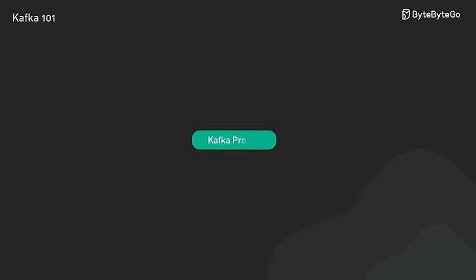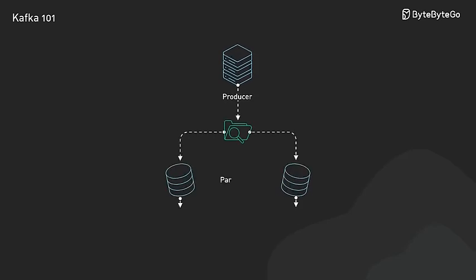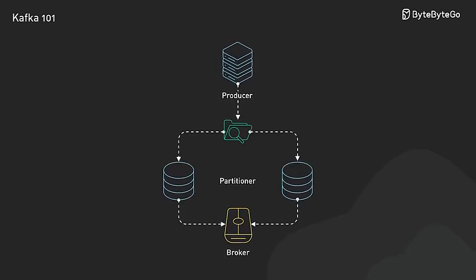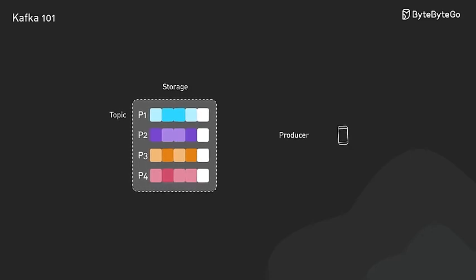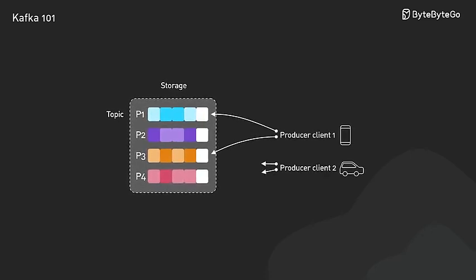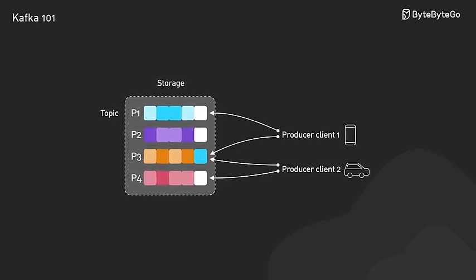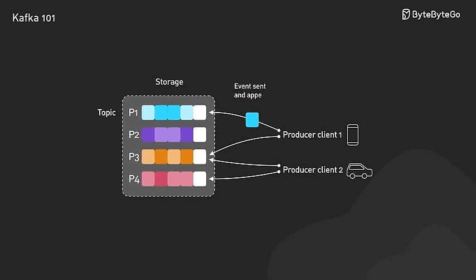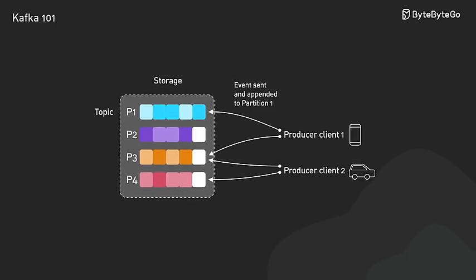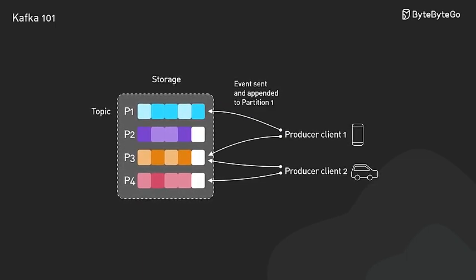Now let's look at producers, the applications that create and send messages to Kafka. Producers batch messages together to cut down on network traffic. They use partitioners to determine which partition a message should go to. If no key is provided, messages are distributed randomly across partitions. If a key is present, messages with the same key are sent to the same partition for better distribution.